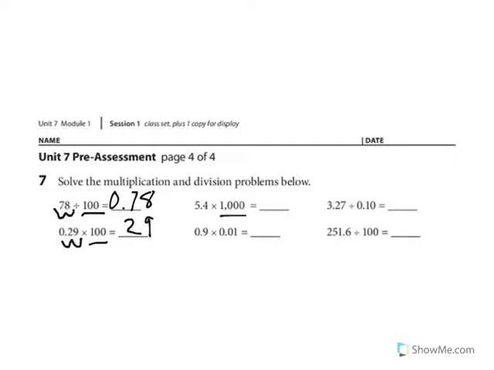I'm multiplying by 1,000, which means my decimal moves 3 place values to the right. 1, 2, 3. So that would give me 5,400.